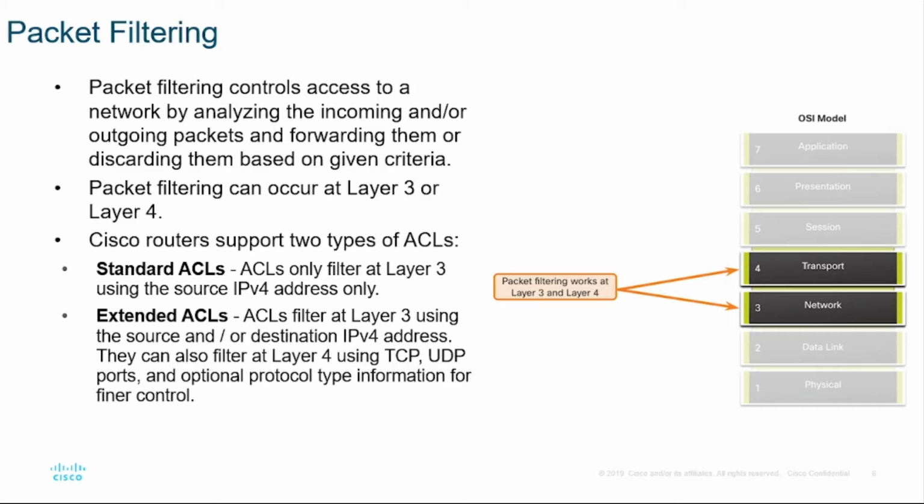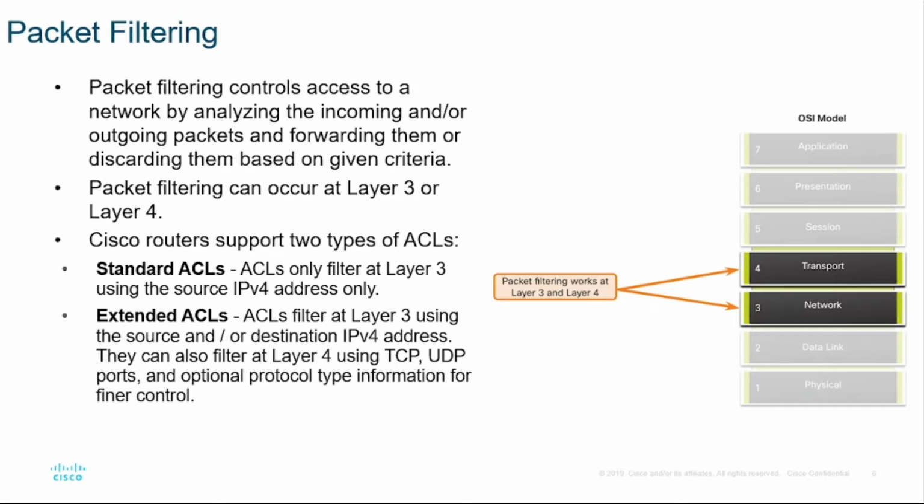And packet filtering actually occurs in layer 3 or layer 4 of the OSI layer. We all know that layer 3 is where the IP addresses reside, and layer 4 is where the TCP and UDP protocols are considered. So packet filtering works at layer 3 and layer 4 of our OSI model.